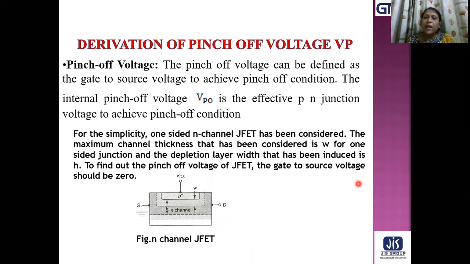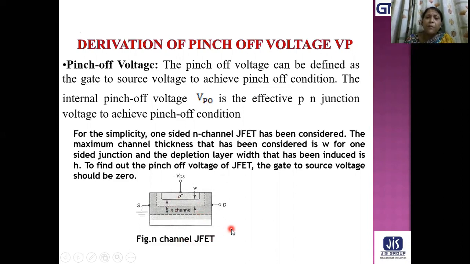The pinch-off voltage can be defined as the gate to source voltage to achieve pinch-off condition. The internal pinch-off voltage VPO is the effective PN junction voltage to achieve pinch-off condition. For simplicity, a one-sided N-channel JFET has been considered. Here you can see the maximum channel thickness considered is W for the one-sided junction, and the depletion layer width that has been induced is H, as shown here.